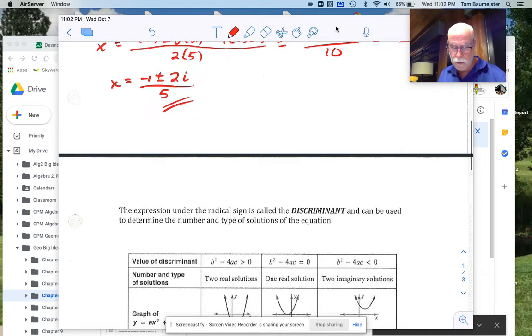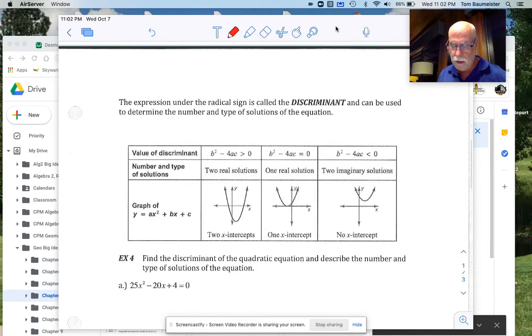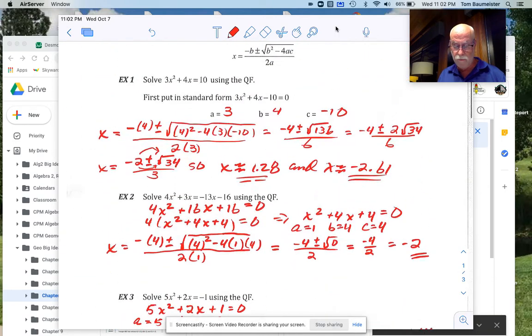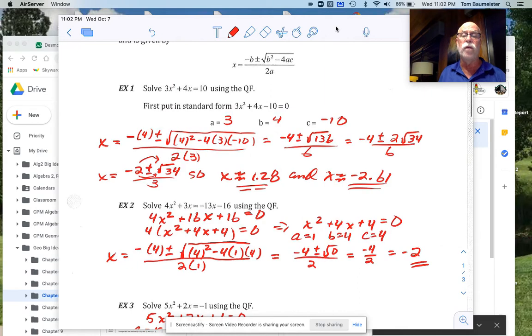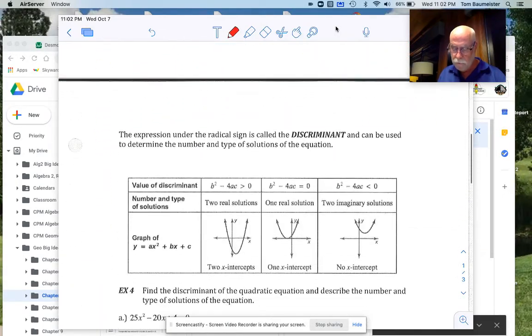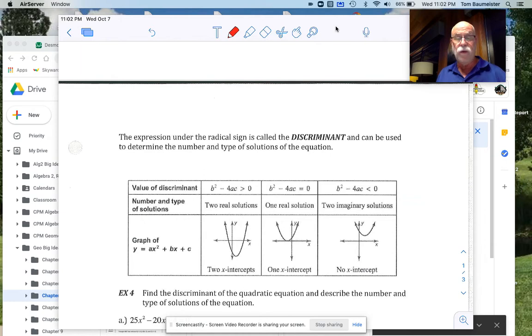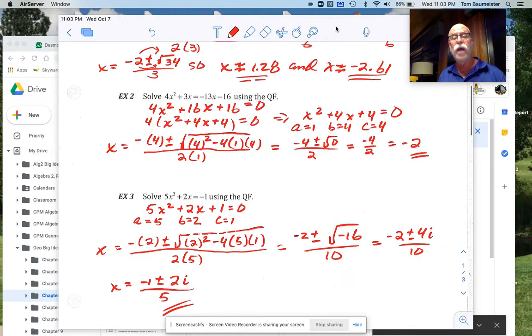All right, and then let's talk about what's under the radical symbol. The expression under the radical sign is called the discriminant and can be used to determine the number and type of solutions of the equation. So if we see that b squared minus 4ac is greater than 0, we know we're going to have two real solutions. So if you look at the first one there, 136 is greater than 0, so we had two solutions. If b squared minus 4ac is equal to 0, then we're going to have one solution, and again, that's going to be one x-intercept.